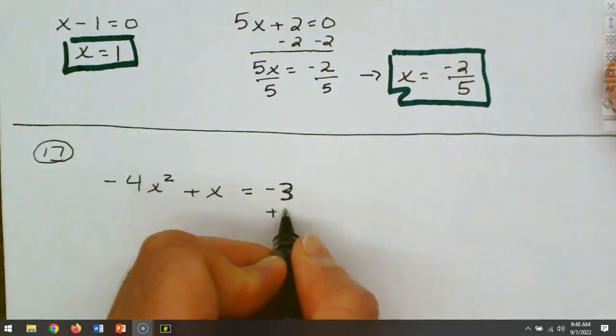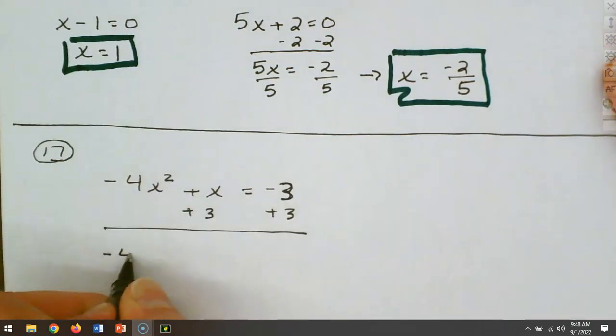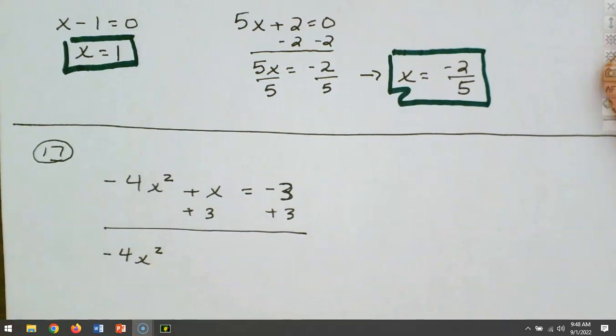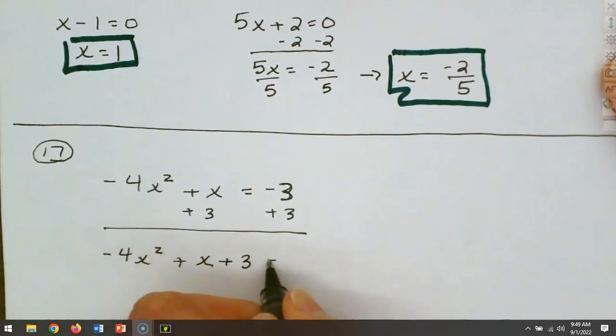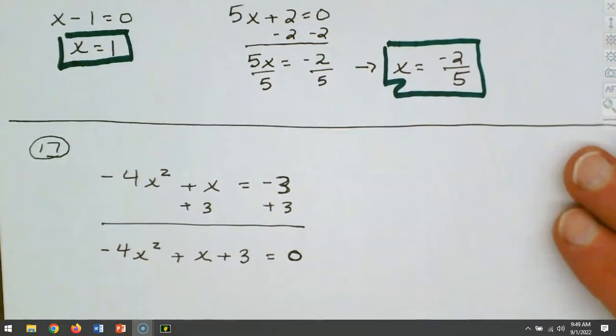So add that 3 over and rewrite. Now we have a minus 4x squared, a positive x, and a plus 3, and that equals 0. So move that 3 over.